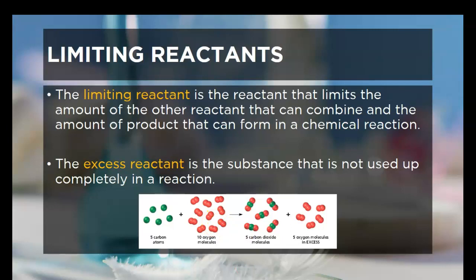So limiting reactant is the reactant that limits the amount of the other reactant that can combine, and the amount of product that can form in a chemical reaction. So you've got to remember we have two things. We have the limiting reactant, then we have something in excess. So one thing prevents me from making any more. One thing is going to be extra or left over, unless I have the perfect amount, the perfect combination.